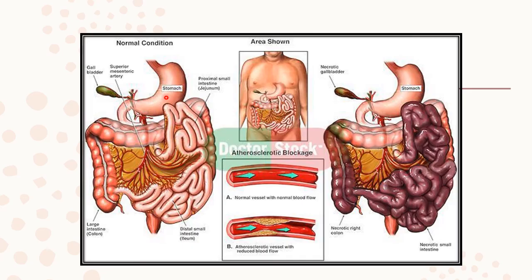This is just a diagram representing what mesenteric ischemia looks like. Over here you can see that this is a normal bowel with the mesenteric vessels. Sometimes we can have atherosclerotic blockage, thrombosis, or embolic phenomena which are going to block the superior and the inferior mesenteric vessels, and as a result of this we will get a thrombosed vessel leading to necrotic or dead tissue in the right colon as well as in the small intestine. So this is a visual representation of mesenteric ischemia.